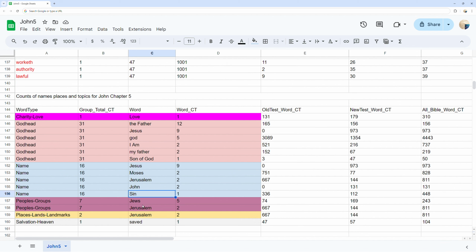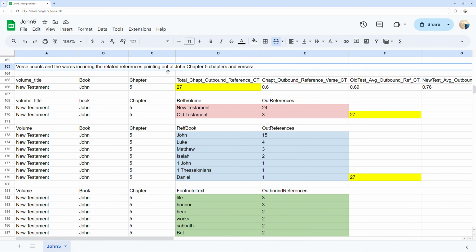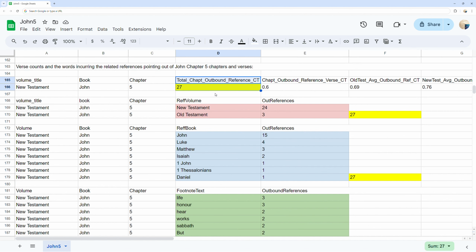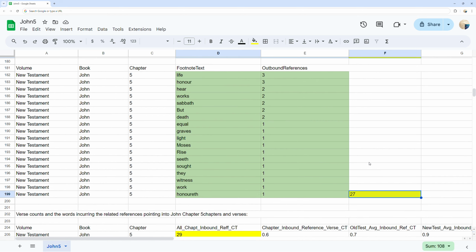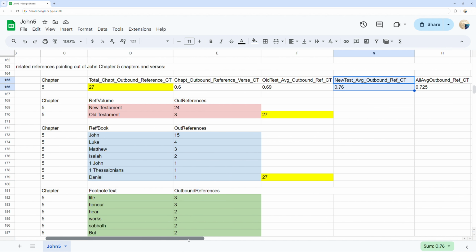Verse counts and the words incurring the related references pointing out of John chapter 5 chapters and verses. You can see in yellow the total outbound references pointing out of John chapter 5 at 27 references, as well as the counts per each verse in John chapter 5 and the average outbound reference per verse at 0.6 per verse, and see the per verse rates for the Old Testament, New Testament, and both to the right for comparison.